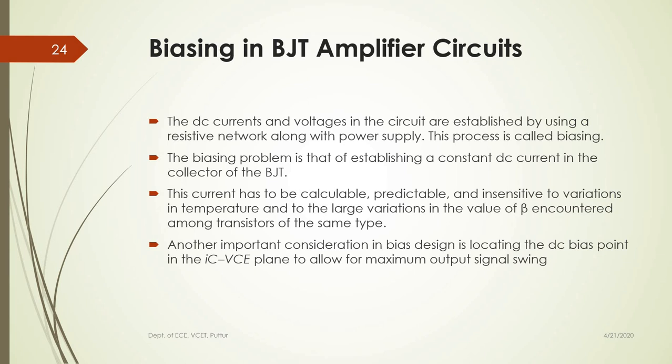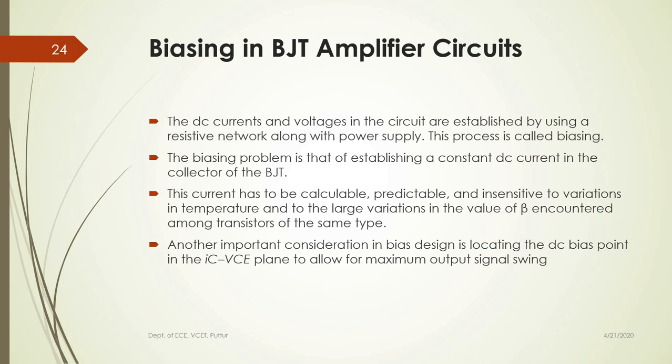If the DC bias point is at the center of the DC load line, we are going to get the maximum output signal swing. Now when we bias the circuit, various problems arise. So what are those problems?